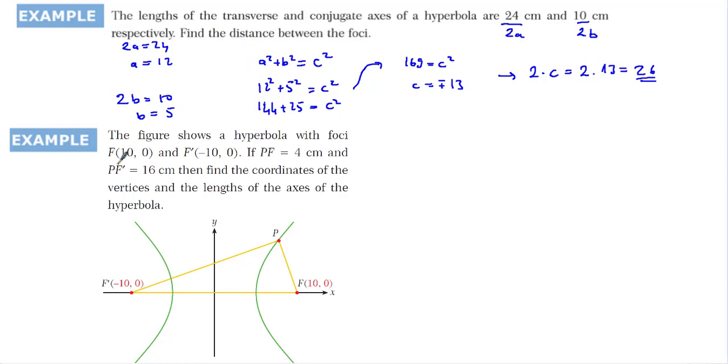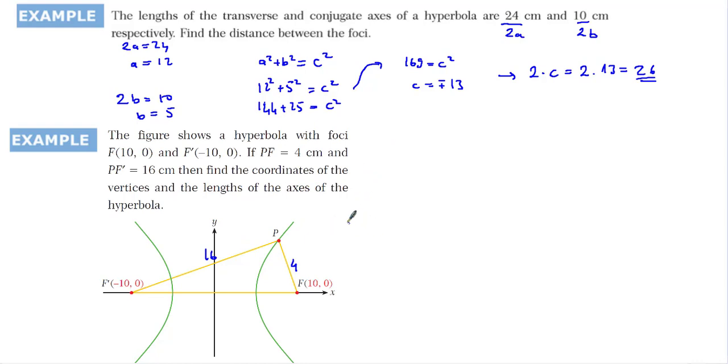Okay, this is the third question, I'm sorry. The figure shows a hyperbola with foci 10 and minus 10. If PF is equal to 4, if this length is equal to 4, and PF prime is equal to 16, find the coordinates of the vertices and the lengths of the axes of the hyperbola. Okay, here the important part, the difference.